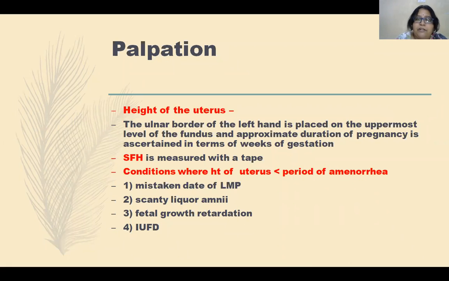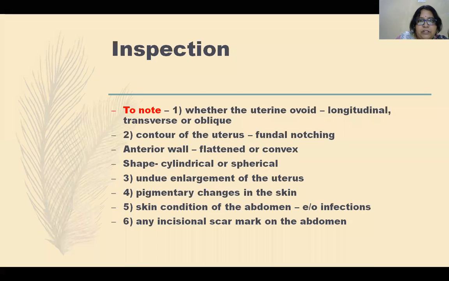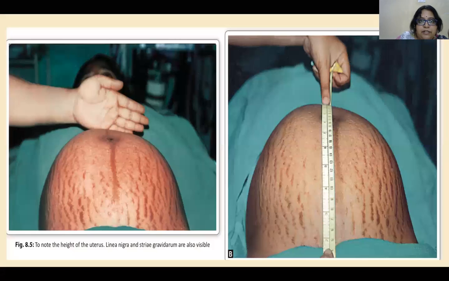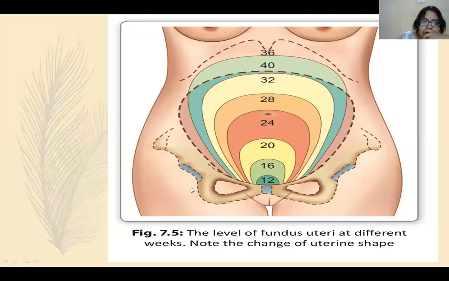How do you measure the height of the uterus? With the ulnar border of your hand. This is the ulnar border of the left hand, which is placed on the uppermost level of the fundus, and the approximate duration of the pregnancy is ascertained in terms of weeks of gestation. See, this is how the ulnar border is placed at the height of the fundus, and you have to measure like this.